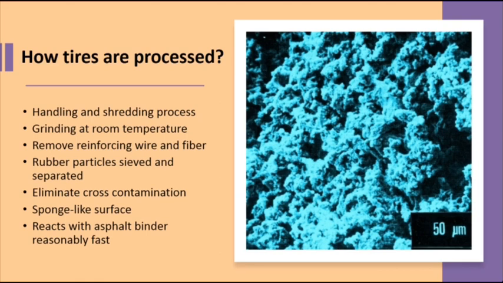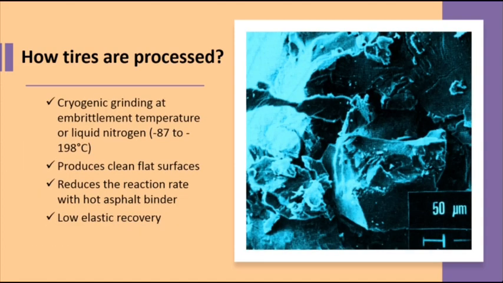On the other hand, there is another method of grinding which is called cryogenic grinding. The process is accomplished at extremely low temperatures, like -87 to -198 degrees Celsius, by submerging the scrap tire in liquid nitrogen. Below the glass transition temperature, the rubber is very brittle and easily fractured to the desired sizes.